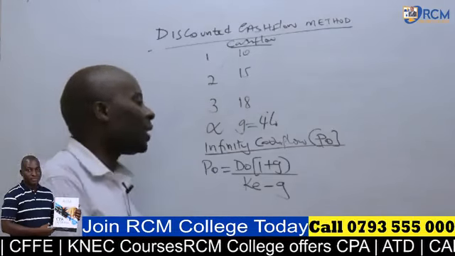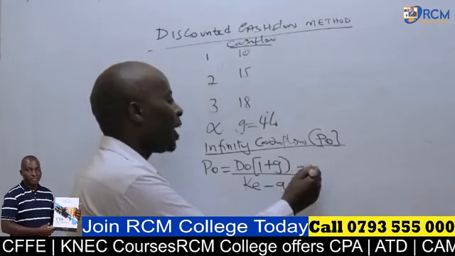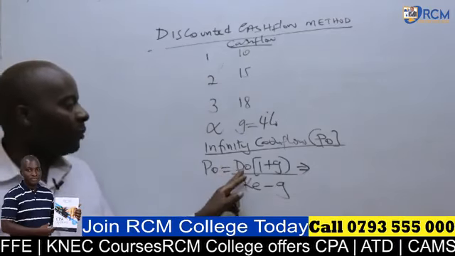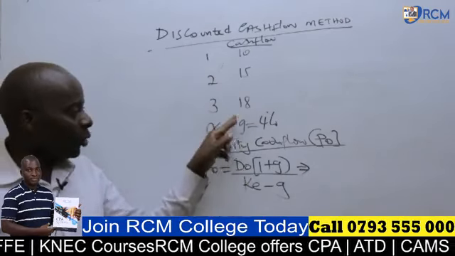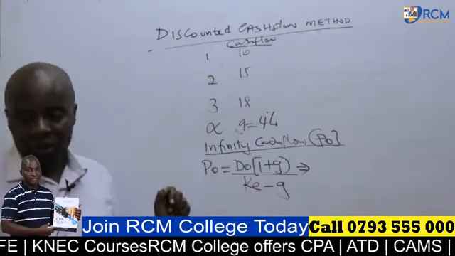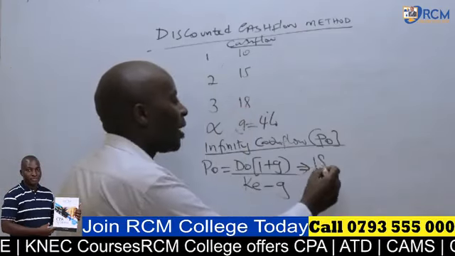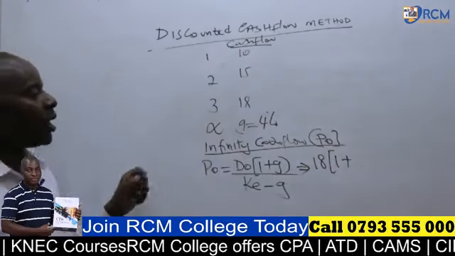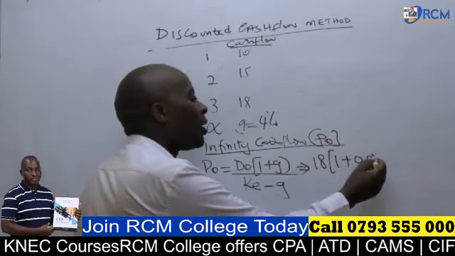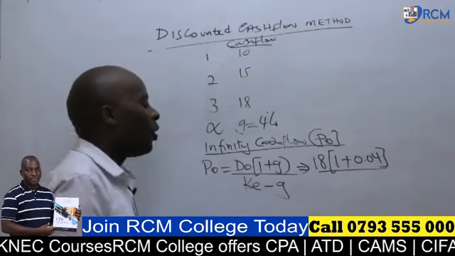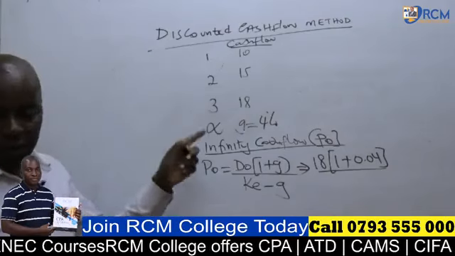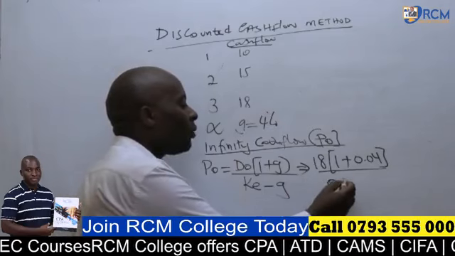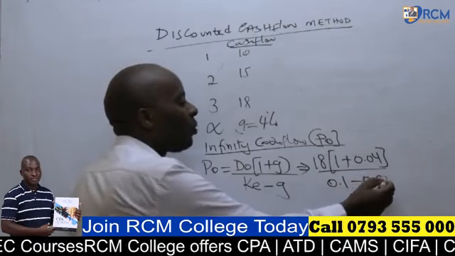Now, ladies and gentlemen, look at this infinity cash flow. D0 is the most current dividend, the most current cash flow, which is 18. So we have 18 into 1 plus the growth rate. The growth rate g is 0.04, all over the cost of equity. Here we are given the cost of capital as 10%, so the cost of capital is 0.1 minus 0.04.